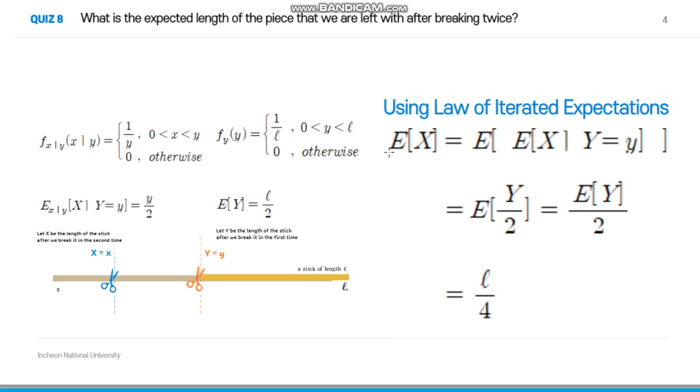Right, using the law of iterated expectations, E[X] is the same as the expectation of E[X|Y], which is equal to the expectation of Y over 2, since the x given y value is y over 2. That is the same as E[Y] over 2, and E[Y] is rho over 2. So the result is rho over 4.